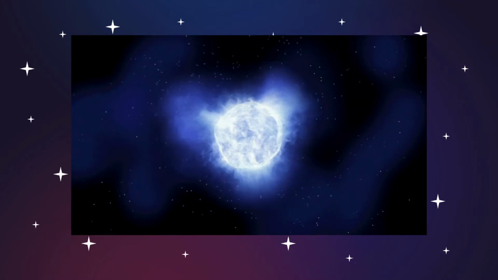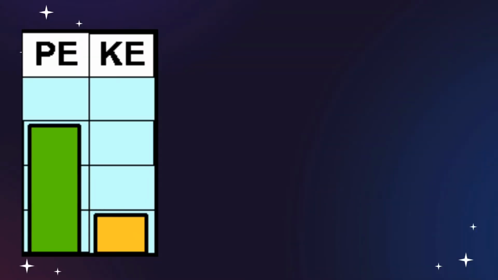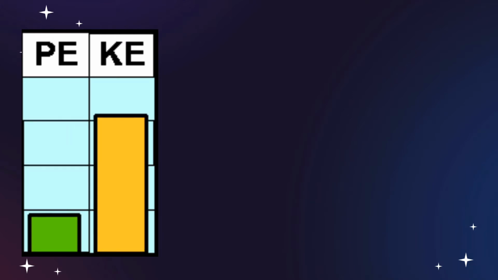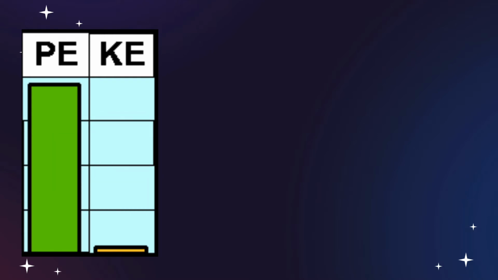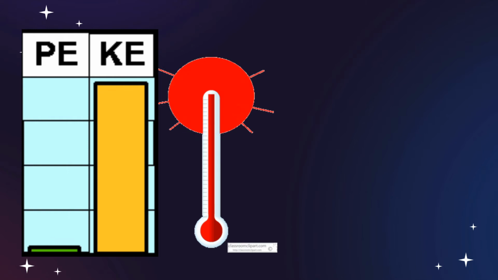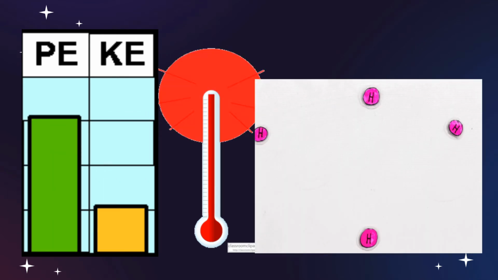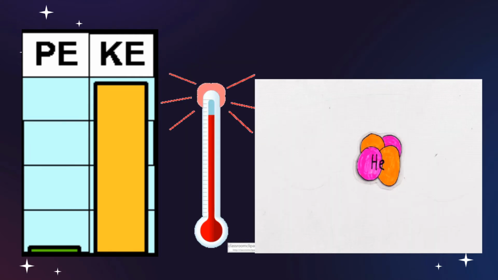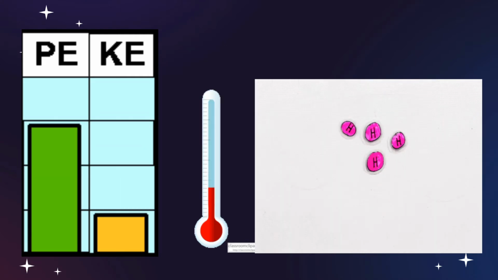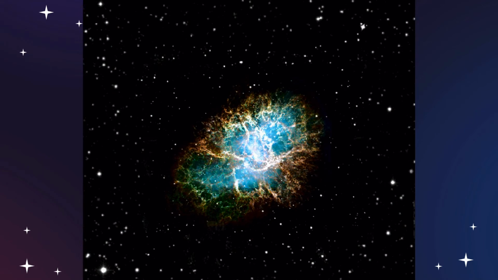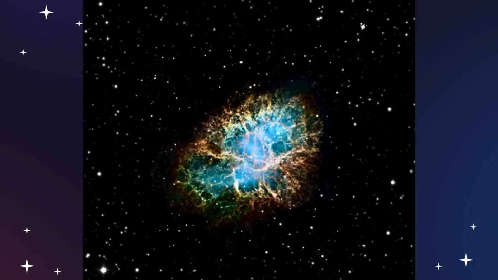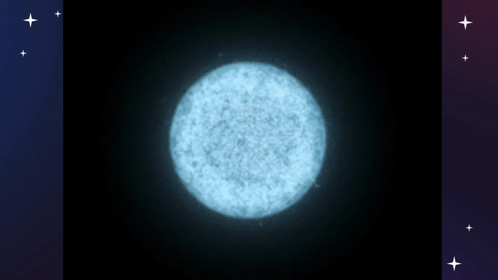As the core collapses, its gravitational potential energy is converted into kinetic energy of the particles. So the shell of hydrogen surrounding the helium core gets hot enough to start fusion. This shell fusing, or shell burning, of hydrogen produces a large amount of energy and causes the outer layers of the star to expand. As the star expands, it cools.